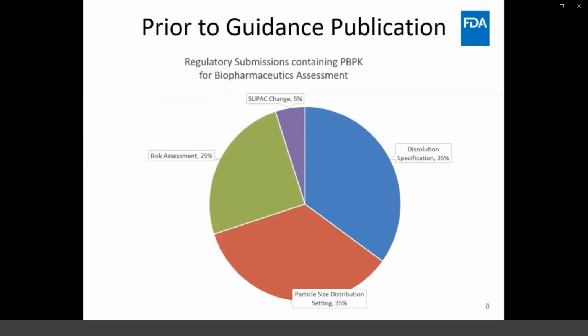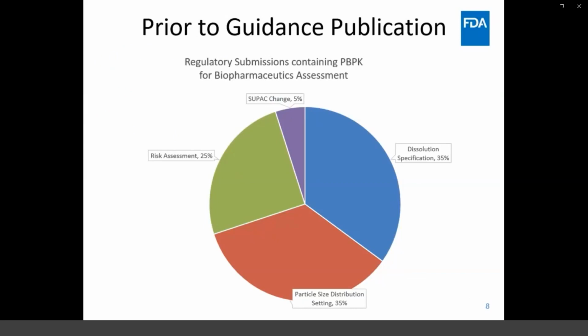There were many activities leading up to the publication of the guidance. The agency had held workshops, had performed collaborative research opportunities with industry and academia, as well as the agency was receiving a number of PBPK for biopharmaceutic assessment submissions.